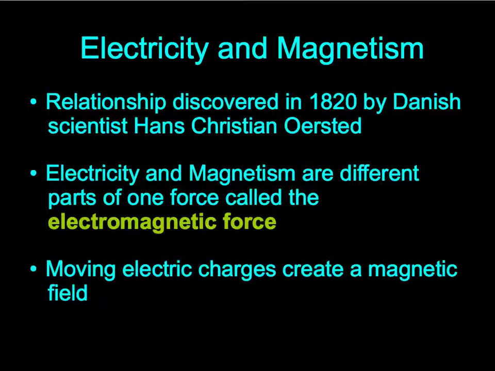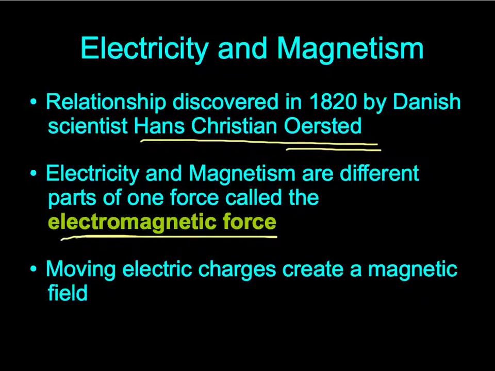This relationship between electricity and magnetism was first discovered by a scientist named Oersted. Electricity and magnetism are different parts of one force called the electromagnetic force. Okay, so you can produce electricity from a magnetic field, or you can produce a magnetic field from electricity. They work together as two parts of one force.